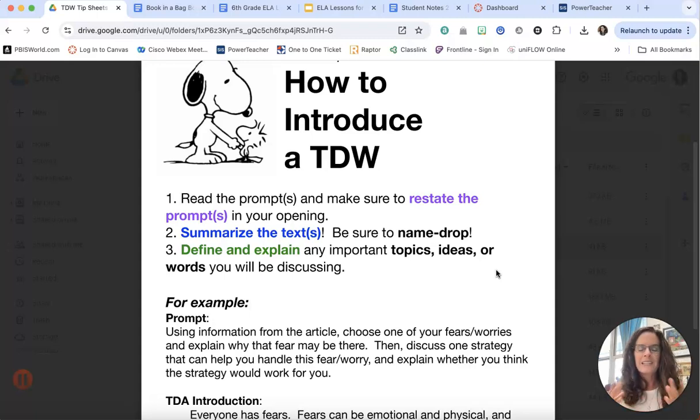So you're going to explain what you're getting ready to talk about, and then summarize the text or the videos or whatever sources that you are going to be discussing. You don't have to give a long summary, but just maybe like a quick sentence or two about what you read, about what you watched.